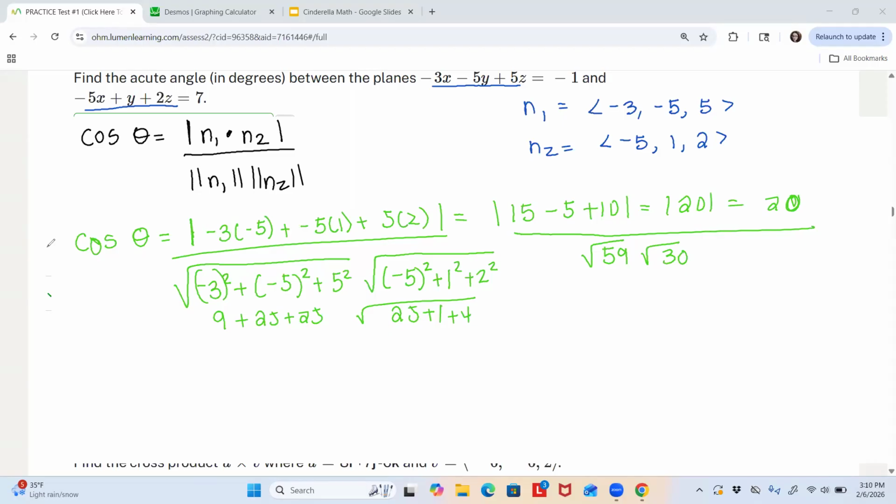You can multiply roots. So we are now at cos theta equals 20, which was the answer on top. Multiply 59 times 30 and you get root 1770. So our theta, take the inverse cosine. Theta is inverse cosine of 20 over root 1770. Put that in the calculator and make sure it's set to degrees.